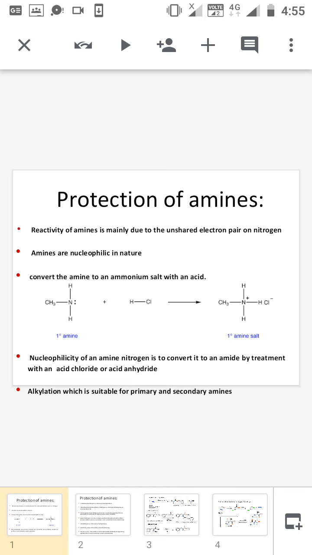The next method is converting the amine to an amide by treating it with an acid chloride or acid anhydride. Or the other method is alkylation. Alkylation is a good method and it is used for primary and secondary amines.